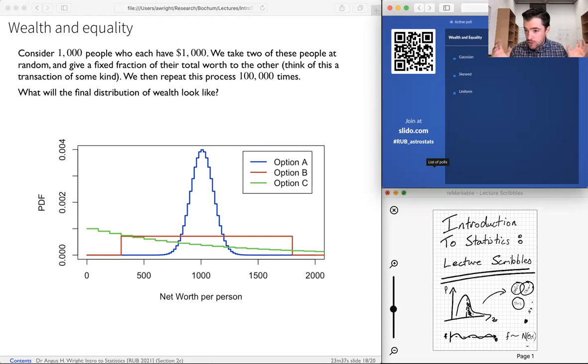Now, the people are chosen totally at random. There's no systematic bias in who gets selected. And the fraction of their income is also chosen totally at random. So it's a purely random process. Okay? So I'll give you a second to answer that question.